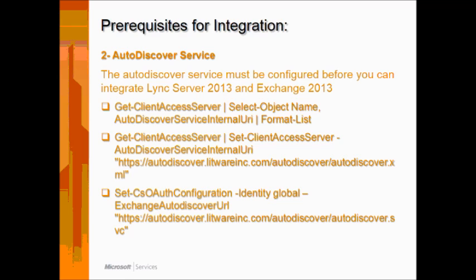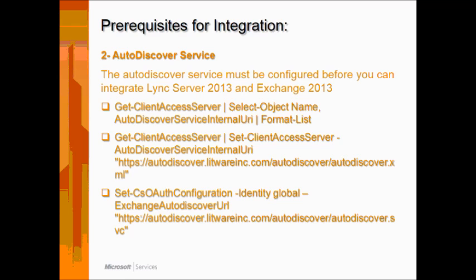So you need first to make sure that this service is configured properly from the Exchange server side. You can use a command like here, Get-ClientAccessServer. This is to show you if the Autodiscover service internal URI is configured properly or not. In some organizations, I saw they leave it as the default configuration, which is the front-end server name.